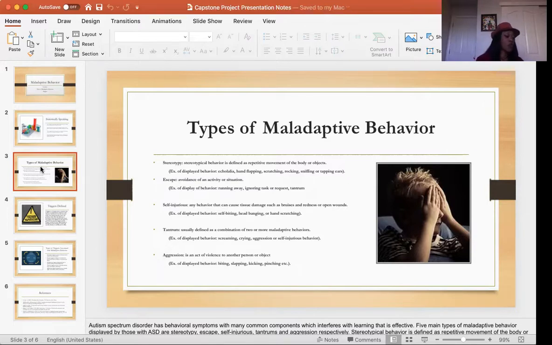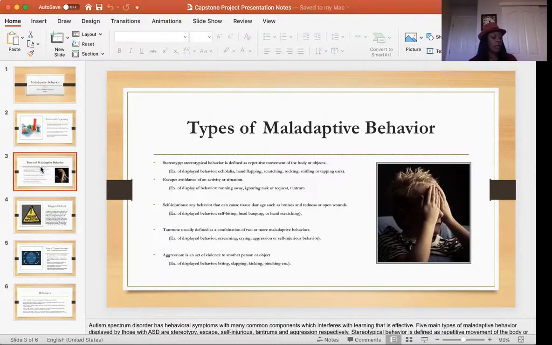Escaping a demand is a strong motivator for maladaptive behavior. If children don't want to do something in general, they'll find a way to get out of it. But you typically hear that escape maladaptive behavior is usually because they're trying to get away from a task that they don't want to do, which could result in tantrums as well. So children with ASD may not have the appropriate way to express themselves or to request something or say they need a break. So a lot of times that will manifest in a tantrum or some other sort of maladaptive behavior.